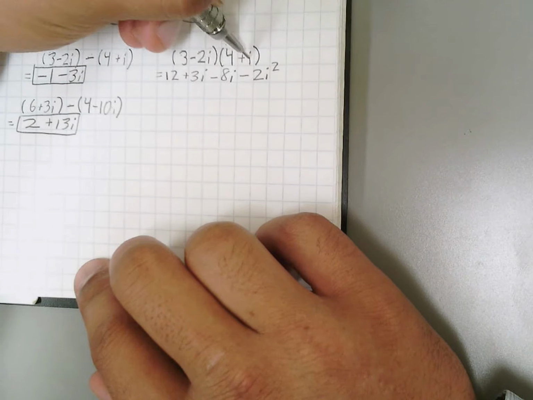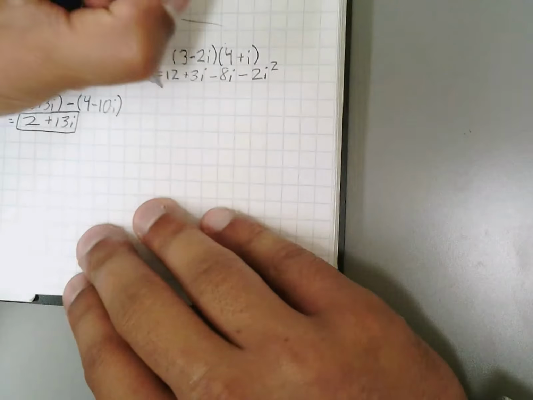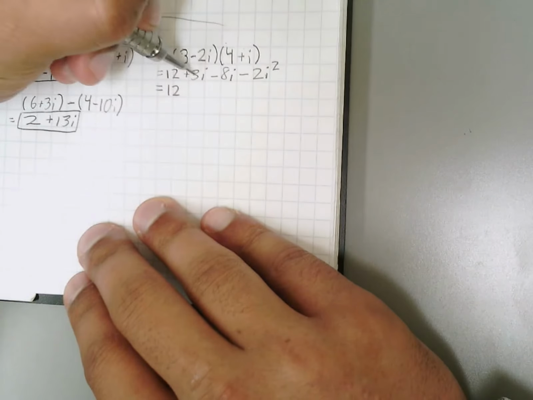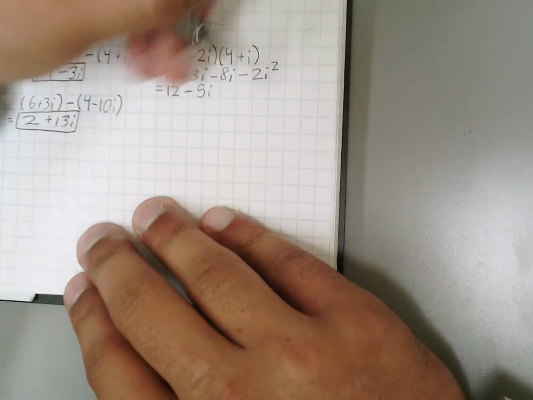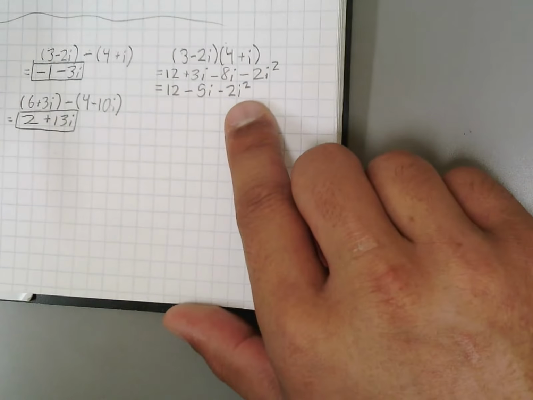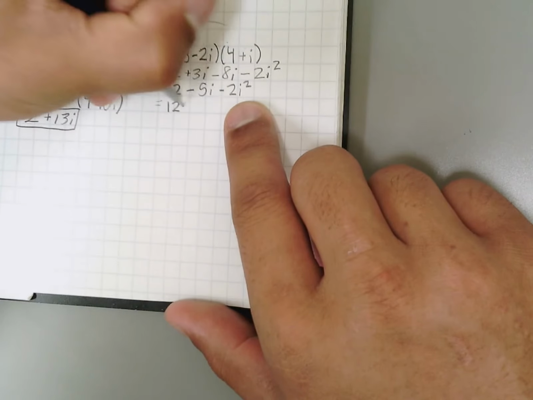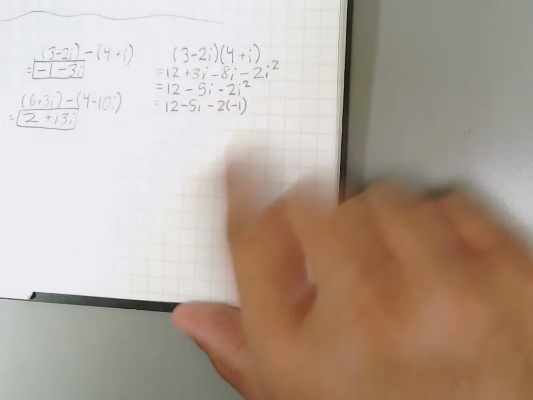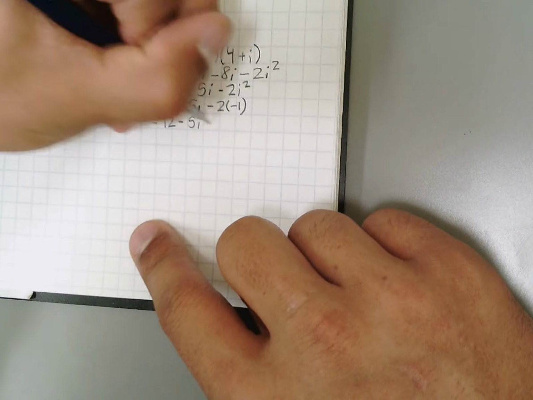Negative 2i times i is negative 2i squared. I can then simplify this by combining like components. 12. Now 3i minus 8i is negative 5i. Now something we have to be aware of is the definition of i squared. So remember, i squared was negative 1. So I can substitute in negative 1 for i squared. And then simplify.